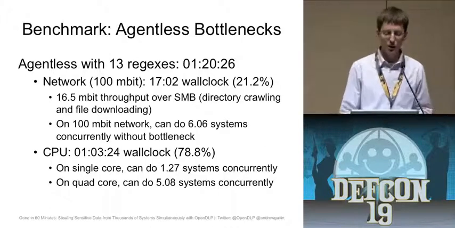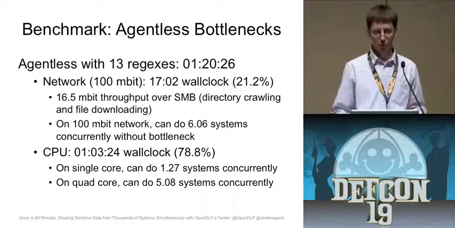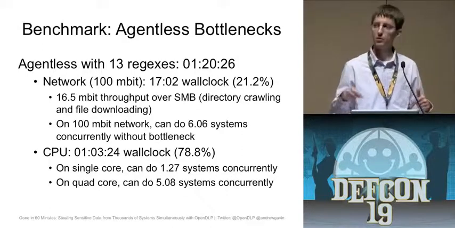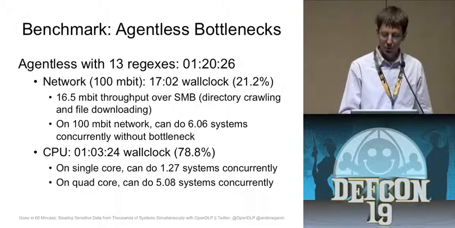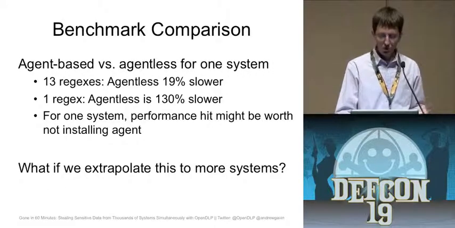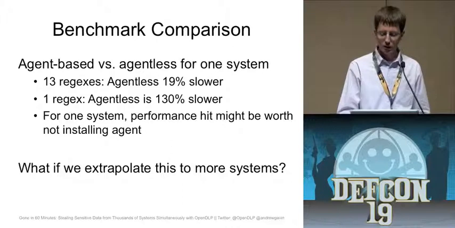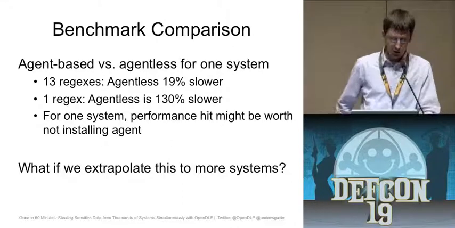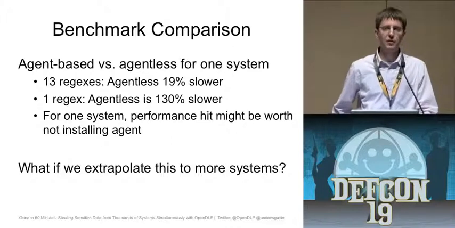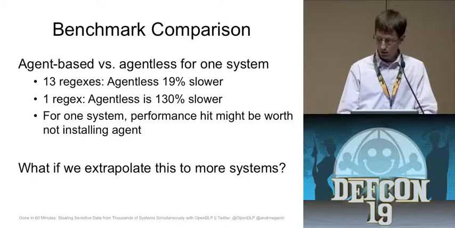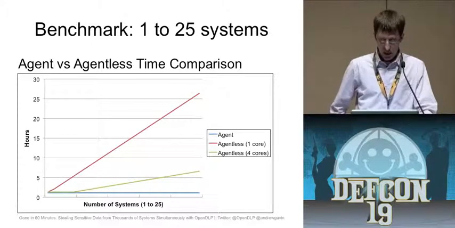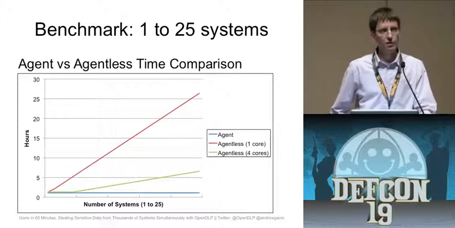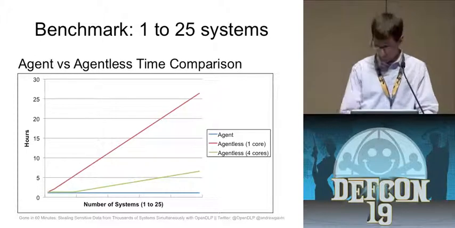Now, if you're going to do this for more than one box, more than one target, you're going to run into some bottlenecks. And probably the biggest bottleneck is going to be your own system's CPU. And that's what's really going to slow things down. So just for one system, it's only really 19% slower. But if we extrapolate this to more systems, we see here the blue line is the OpenDLP agent, which remains flat, just about 1 hour. And the agentless scanner with 1 core for 25 systems will take over a day. Just 25 systems takes over a day.